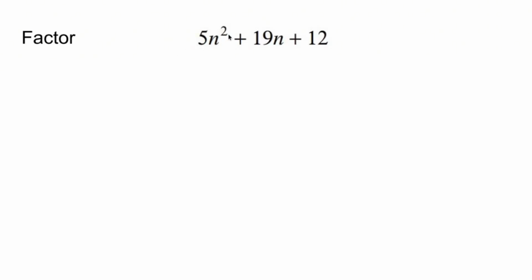Factor 5n squared plus 19n plus 12. This is one of those cases where when you see factor, you try to look at anything and see if there's a number or a variable that you can pull out. And there isn't in this case. There's no greatest common factor to deal with. So this is one of those things where you have to come up with a combination and set up a problem where maybe you don't have just n and n, maybe you have a number in front of one, if not both, of these.